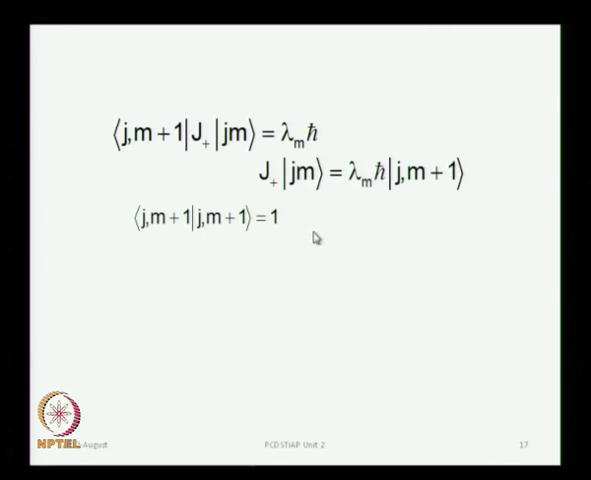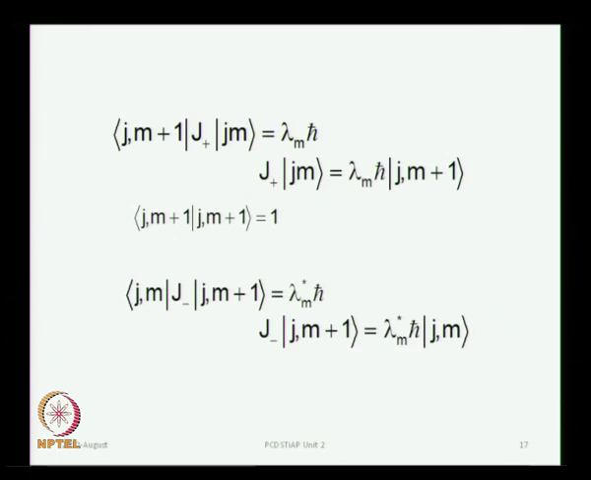This belongs to the orthonormal basis. Likewise, J minus has an exactly identical relation in which J minus lowers this index by unity. From m plus 1 it will go to m and it will be equal to lambda m star h cross, which has come from the adjoint relation. So, J minus reduces the m index by 1 and scales it by lambda m star h cross. Once again the angular momentum has been factored out.